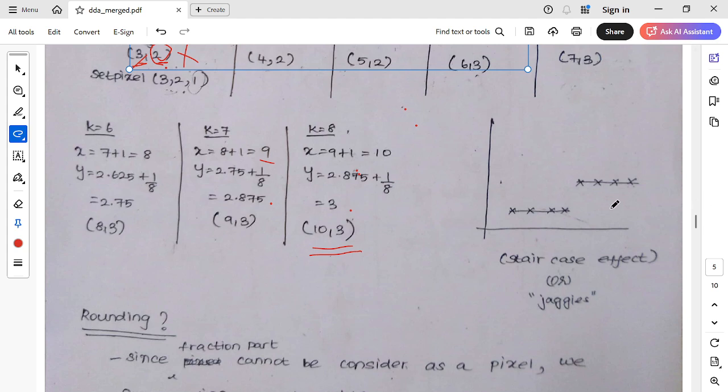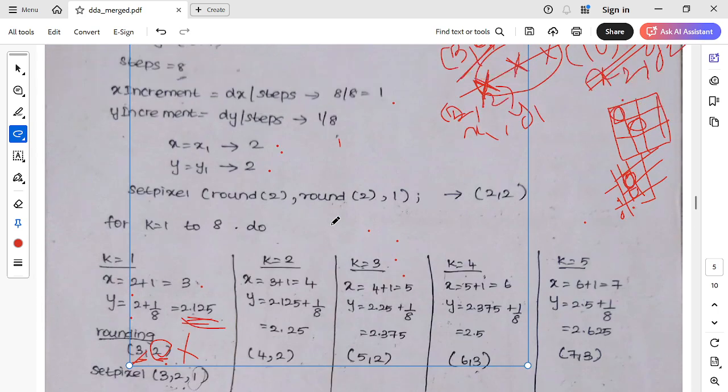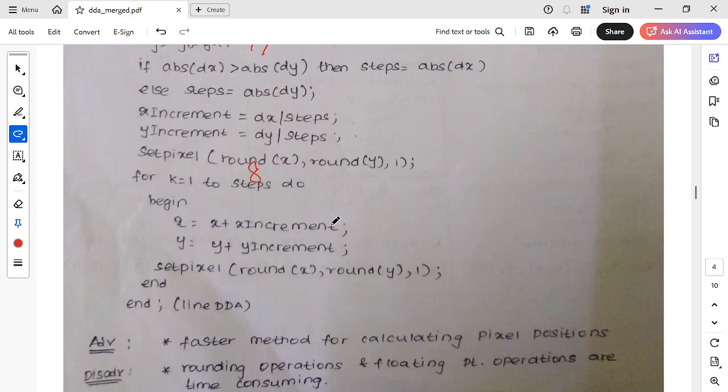After plotting, you can see this is 2 comma 2 and this one is 10 comma 3. So you're not getting a straight line. The reason is that you are rounding off the value. You are not taking the whole numbers, so you are rounding off the value for setting up the pixel. Since the fraction part cannot be considered as a pixel, we are rounding off the value. That is the reason we are getting these jaggies. Jaggies are nothing but the staircase effect. While zooming the screen, if you are plotting something, you can see the jaggies. This is one of the main disadvantages of using the DDA algorithm.